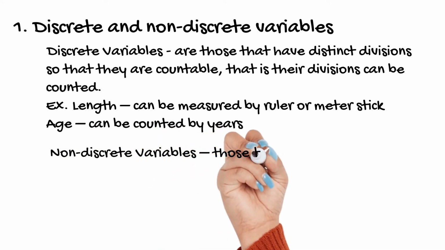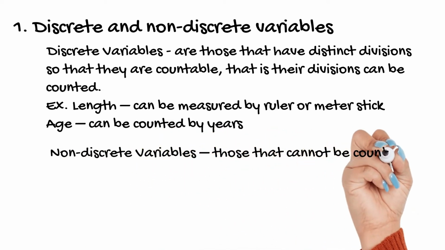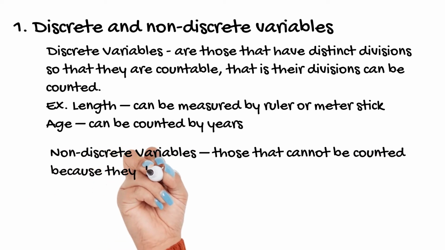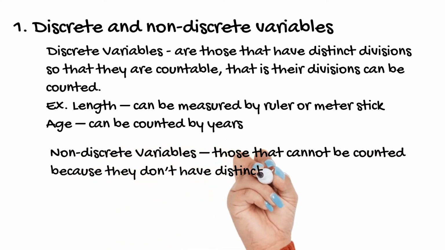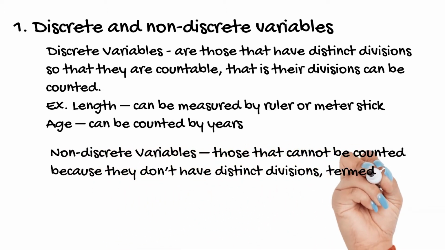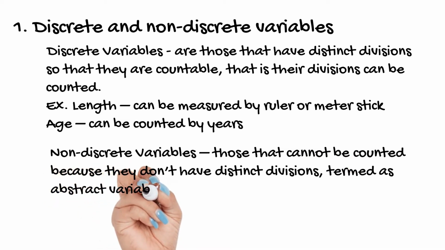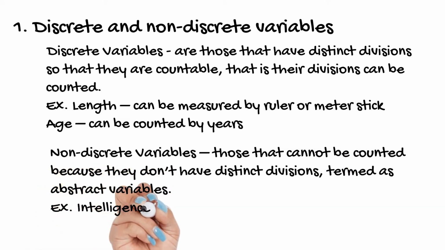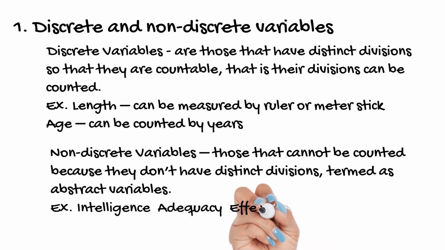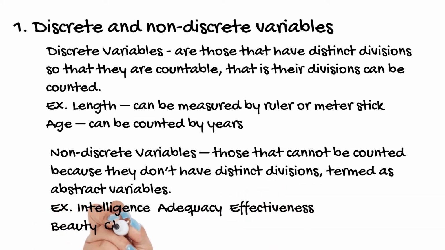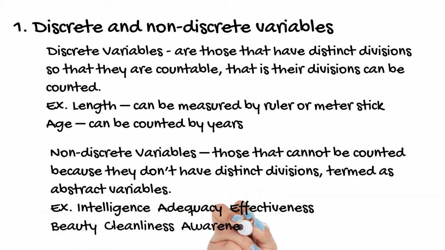Non-discrete variables are those that cannot be counted because they don't have distinct divisions. It is also termed as abstract variables. For example, intelligence, adequacy, effectiveness, beauty, cleanliness, awareness, and many more.